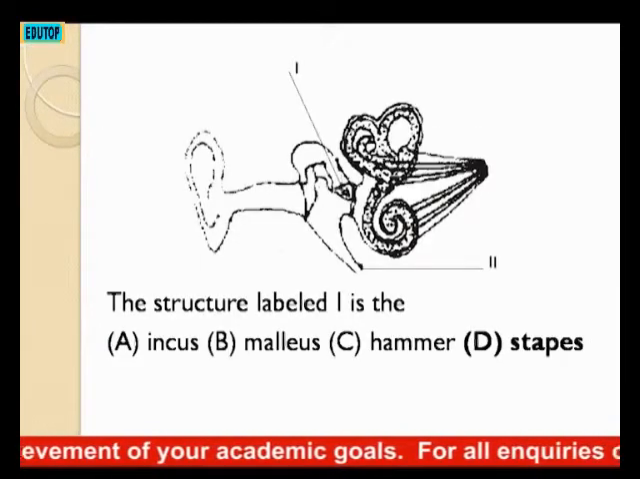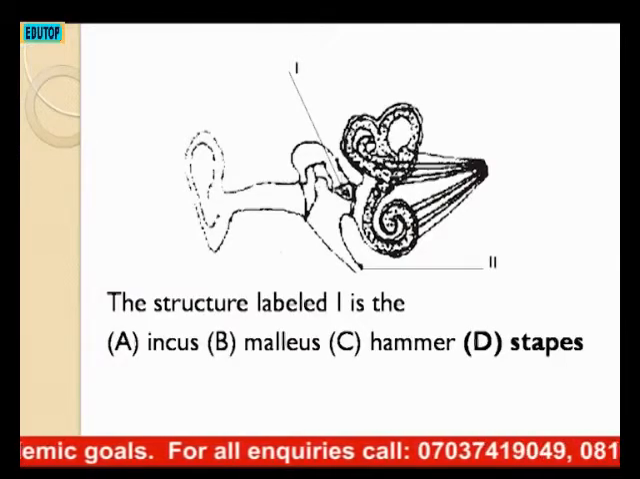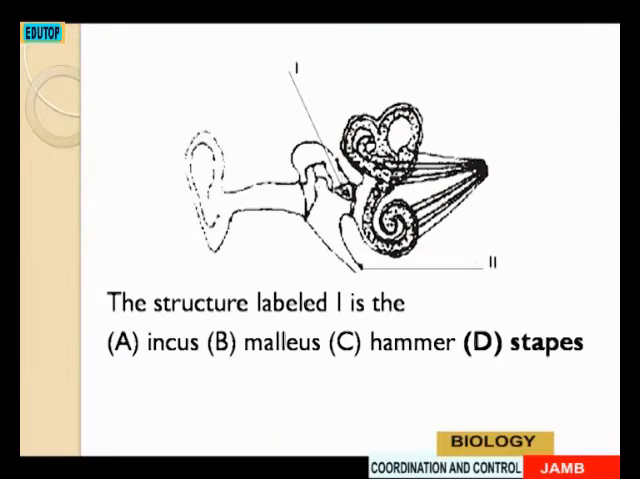Next question is diagrammatic and is showing the diagram of the ear from the outer to the inner ear. And there are two parts labeled there, part labeled 1 and 2. The part labeled 1 is the stapes, and the part labeled 2 is the eustachian tube that is leading to the pharynx. So the first question says the structure labeled 1 is the A. incus, B. malleus, C. anvil, D. stapes. I've said that earlier. The part labeled 1 is the stapes.